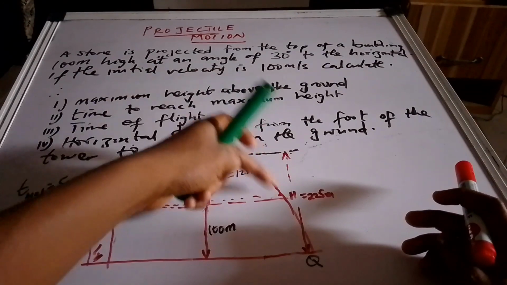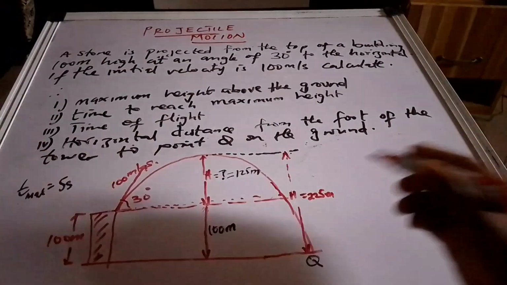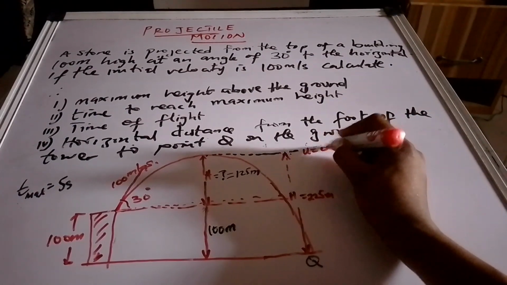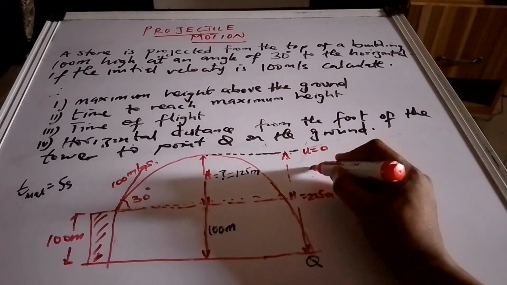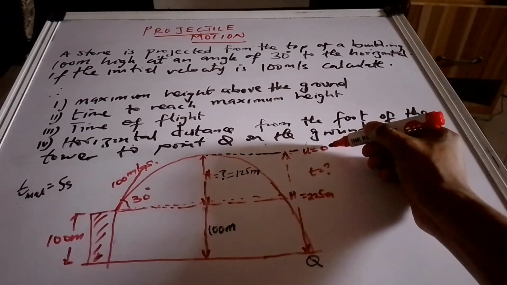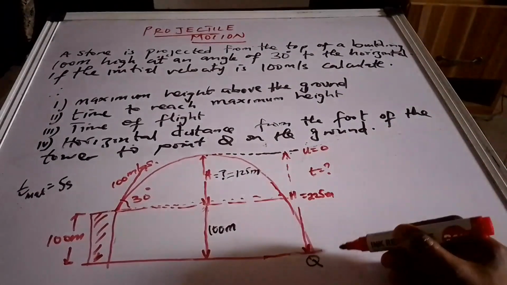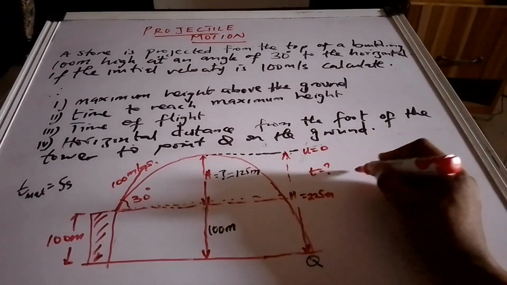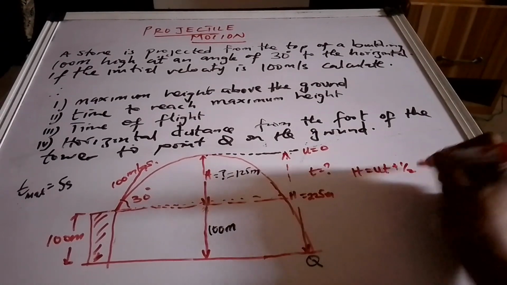But we want to look at the time that it's going to take to reach the horizontal level. So at this point, our u will be taken as 0. If our u is 0, and we are looking for the time it is going to take for this object to fall from this height to the ground level, then we are going to say h equals ut plus half gt square.